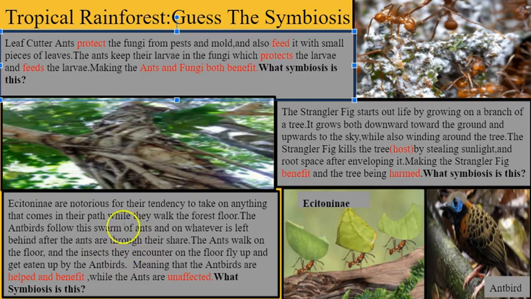Our last scenario right down here is between our antbirds and our ants. If we look right here, it says that one organism is being helped and benefited while the other is being unaffected. And we know that when one organism is being unaffected, this is going to be a commensalistic relationship.